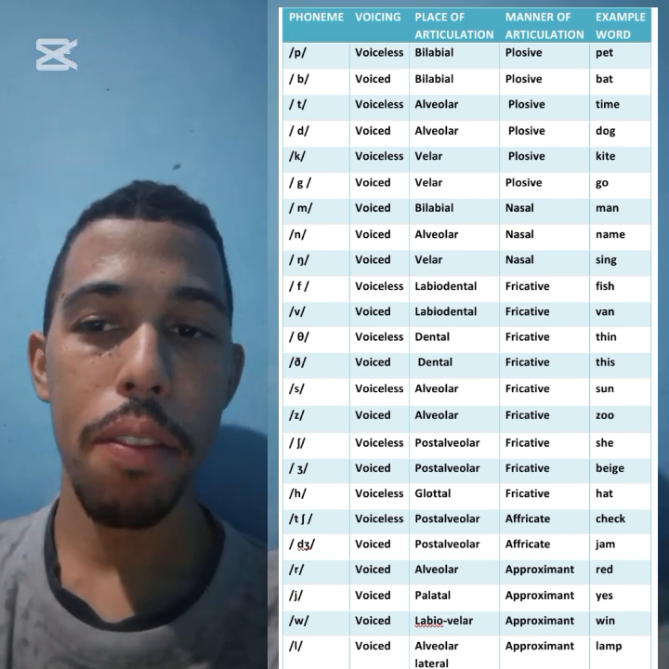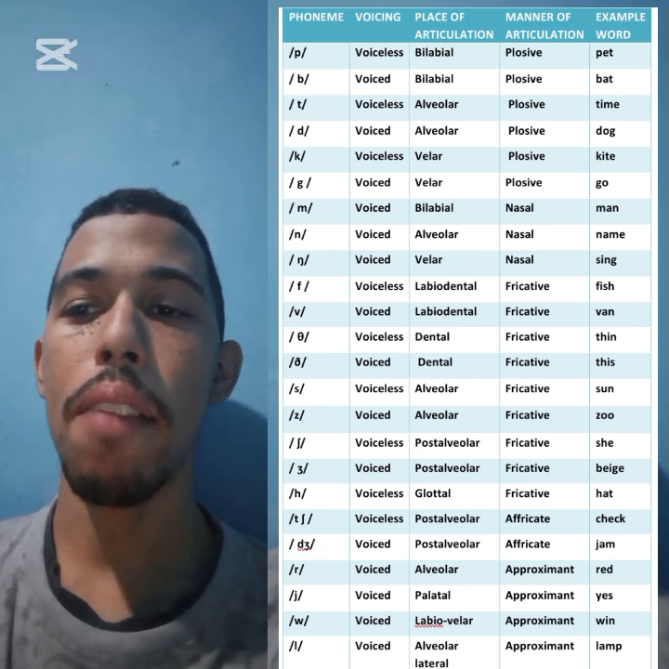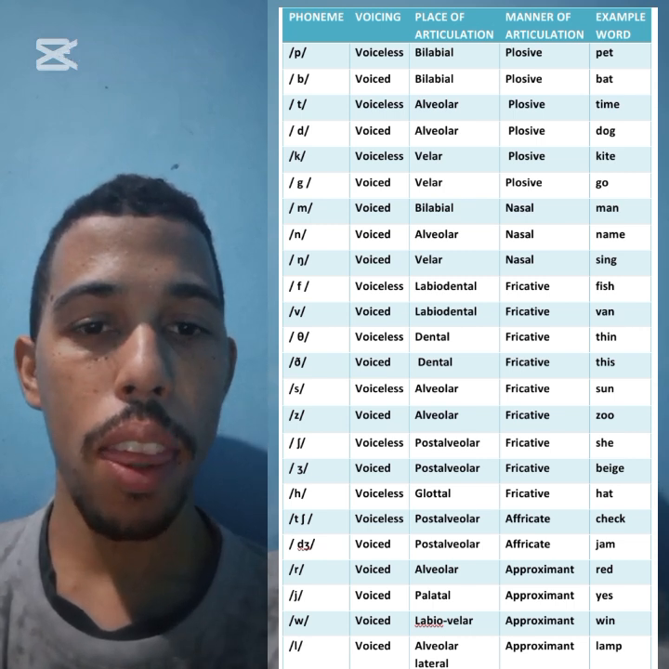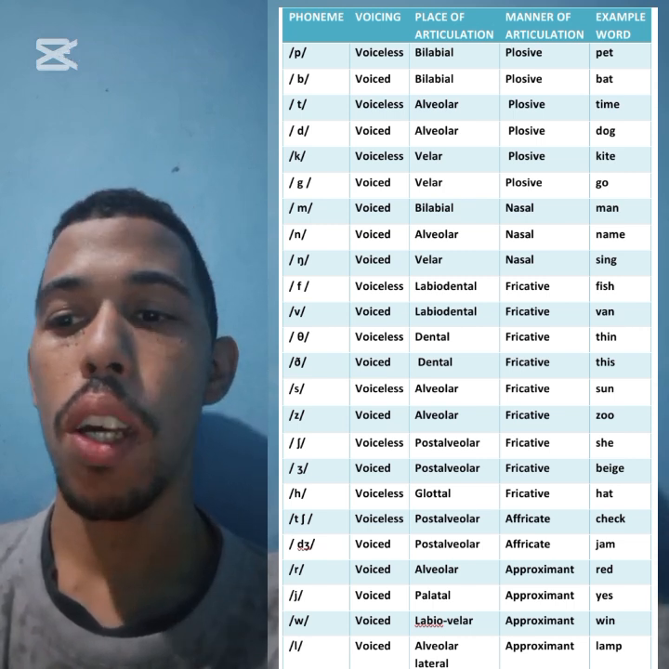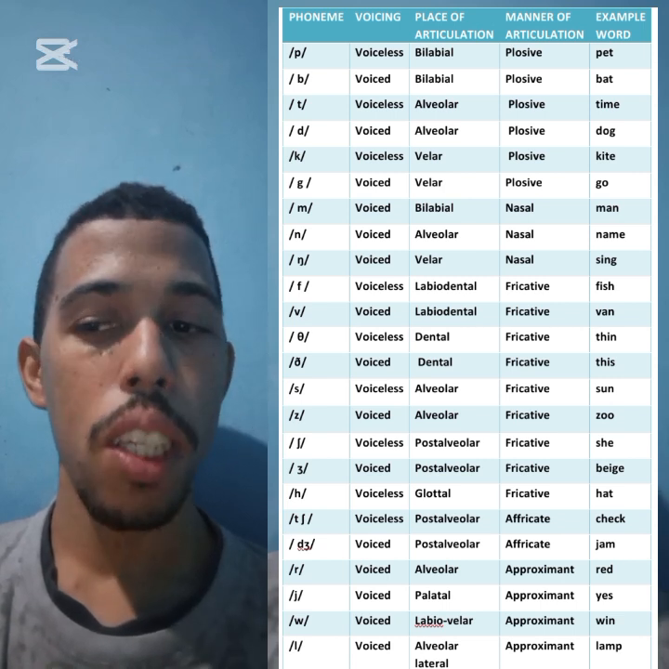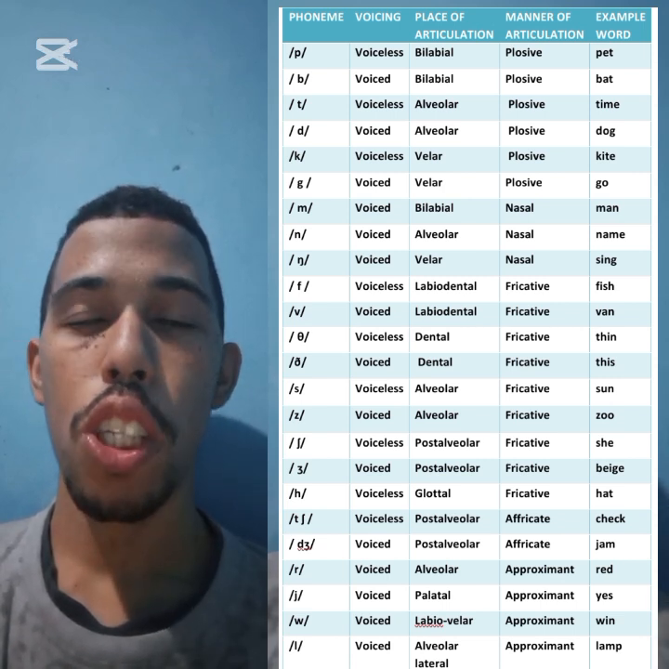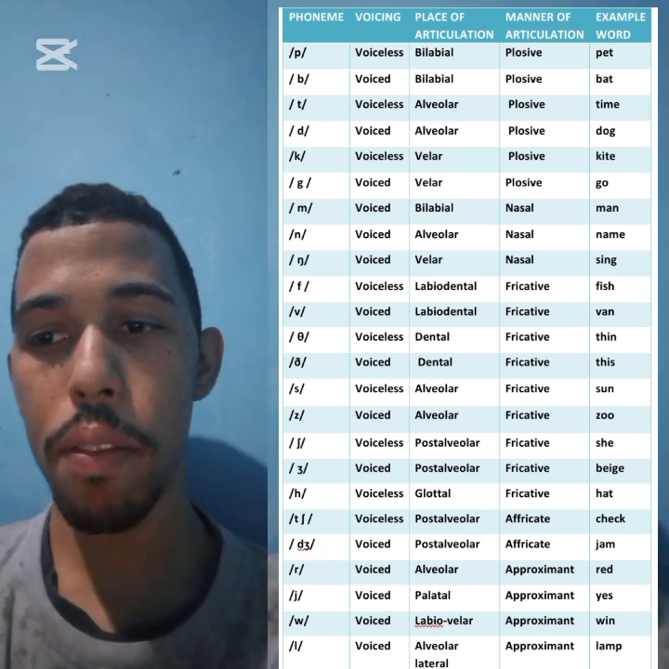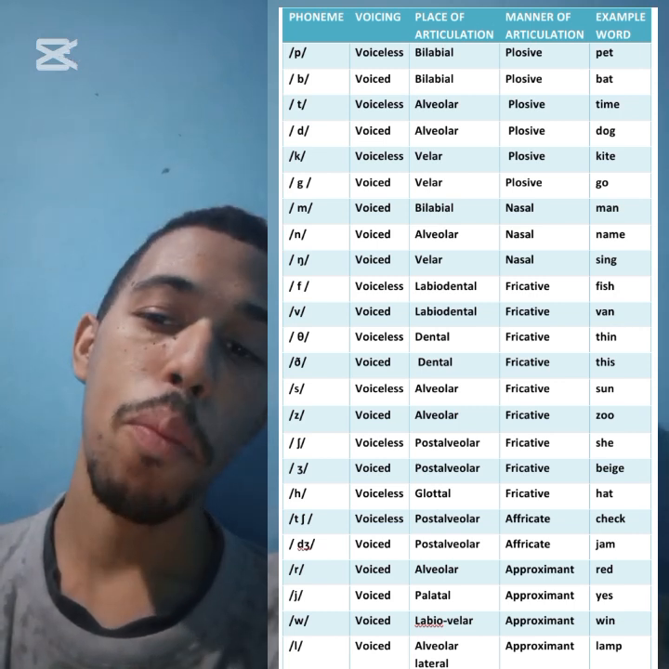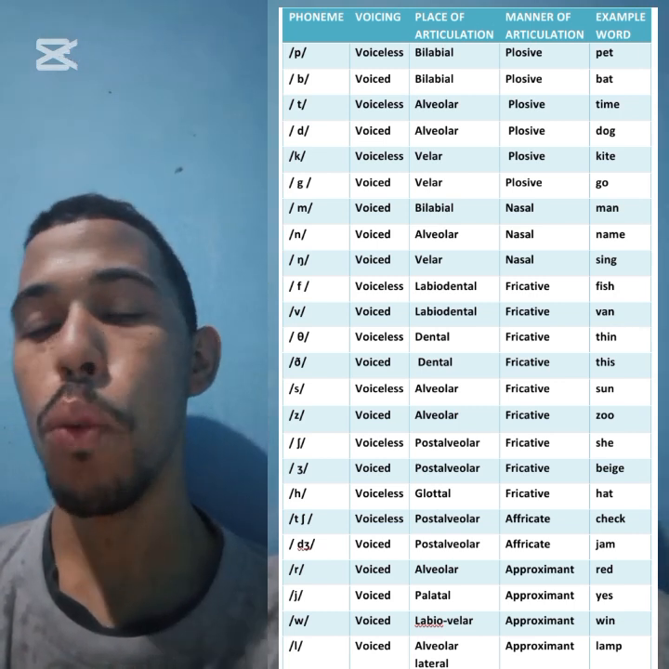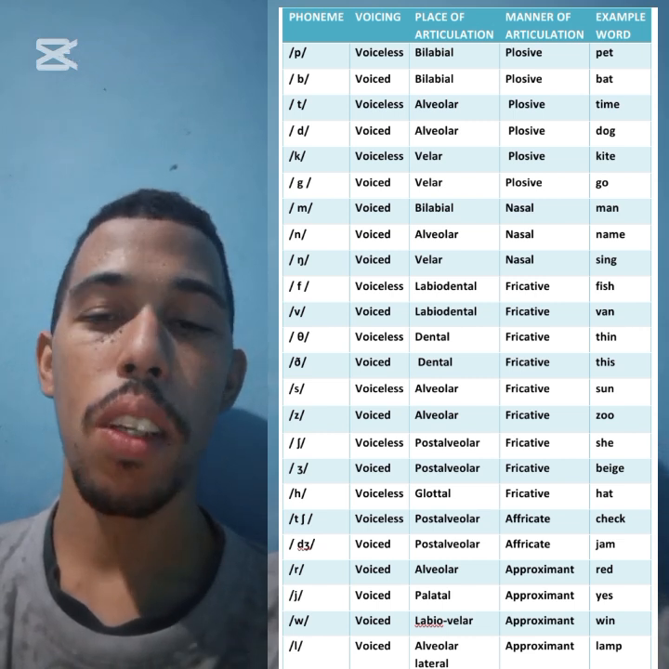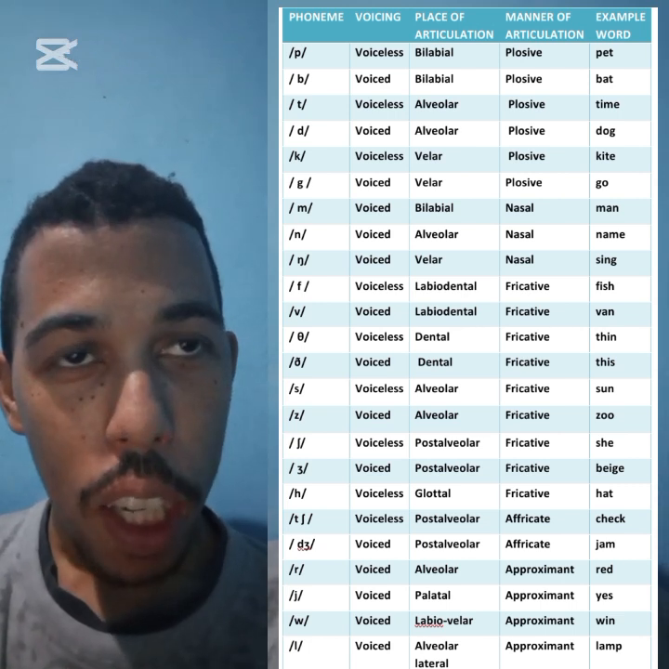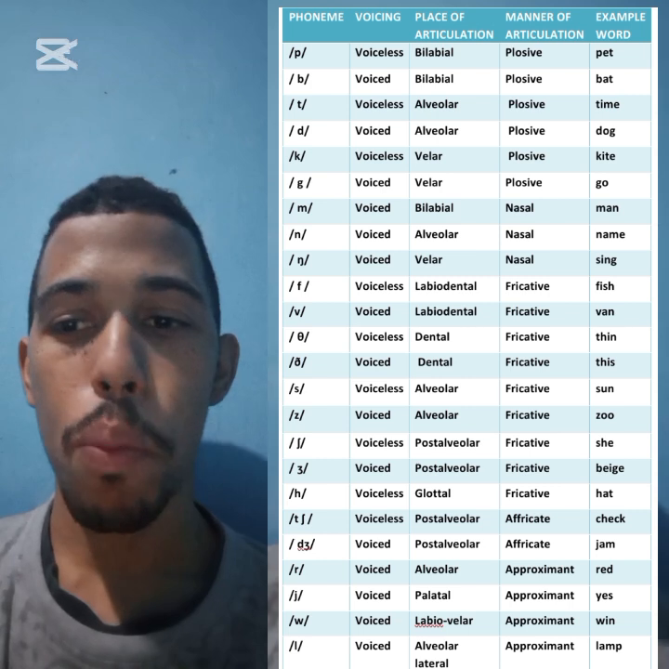And then come the fricatives. The fricatives we have are f and v, and we also have s, z, sh, and zh. All of these sounds are fricative. As you can see, some of them are voiced, some of them are voiceless, and we have in here the so-called dental or interdental. Dental means that the tongue goes in between the teeth to produce a sound.